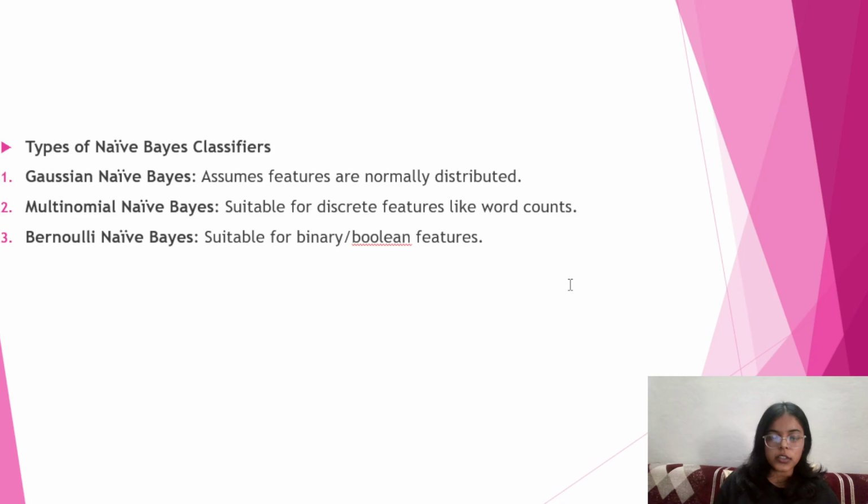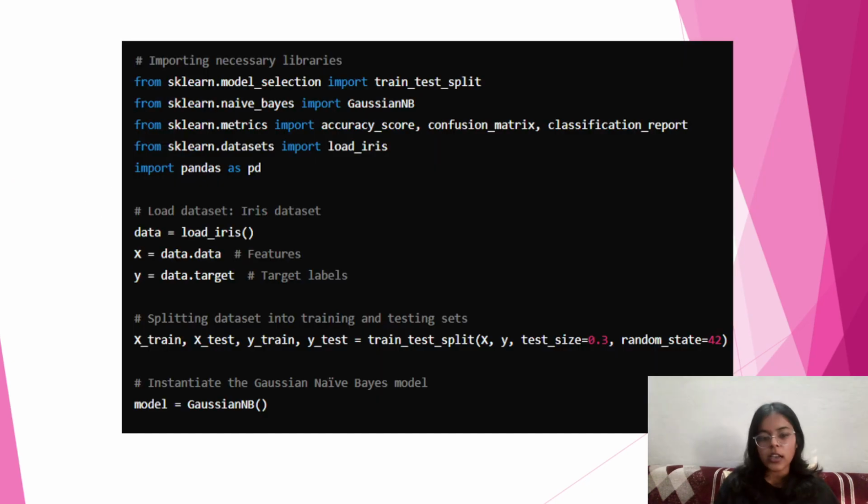Now this is the code in Python. First, we begin by importing the necessary libraries. So as you can see, import train_test_split, GaussianNB, accuracy_score, confusion_matrix, classification_report, load_iris. Here, let me explain these.